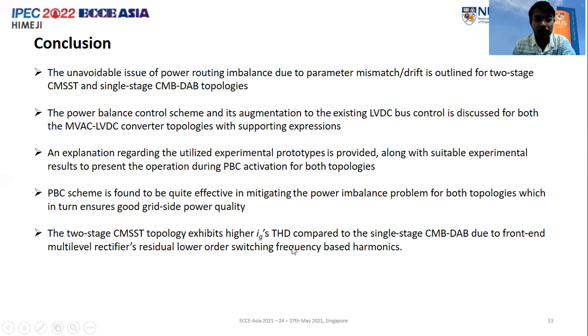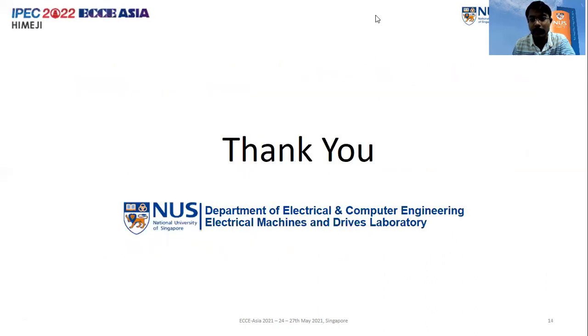The two-stage CMSST topology exhibits a higher grid current THD compared to the single stage counterpart, because the front end rectifier's residual lower order switching harmonics still remain. And just for the curiosity of the listeners, I would like to mention that the experimental efficiency obtained for the two-stage topology is slightly lower, around 93%, compared to the single stage one, which is 95%, which is quite according to the expected characteristics. So thank you, and we'll be very happy to answer your questions.